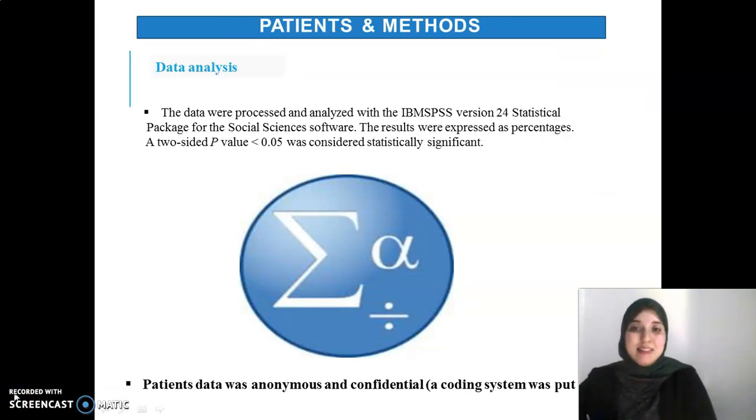For data analysis, we processed and analyzed the data with the IBM SPSS statistical package. The results were expressed as percentages, and patients' data was anonymous and confidential.